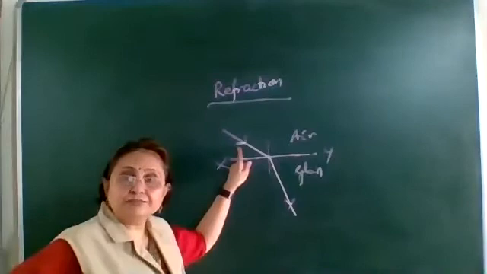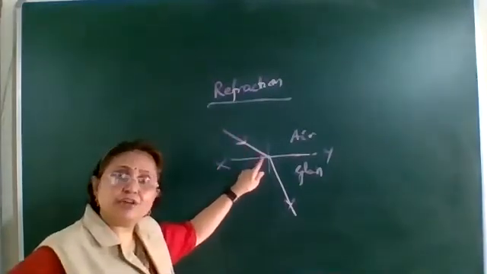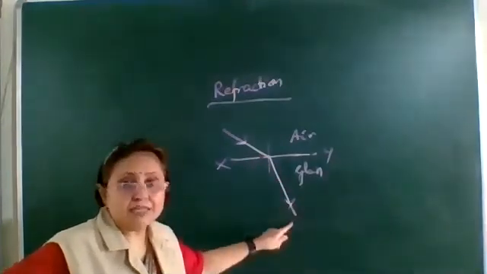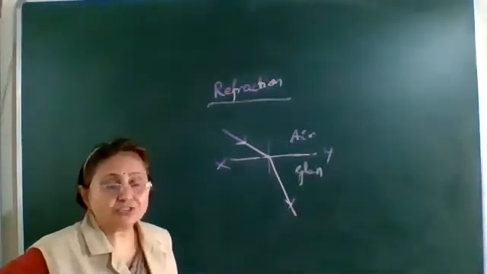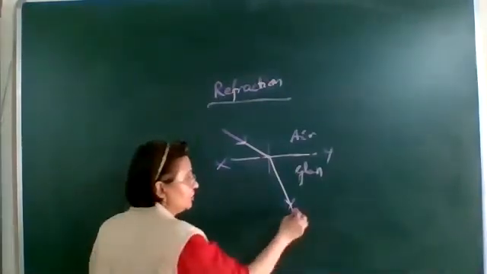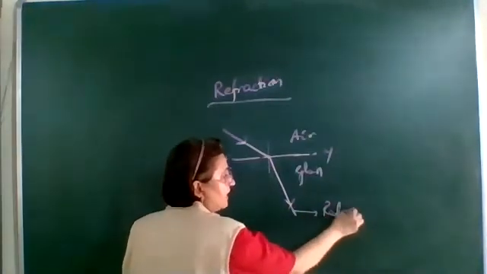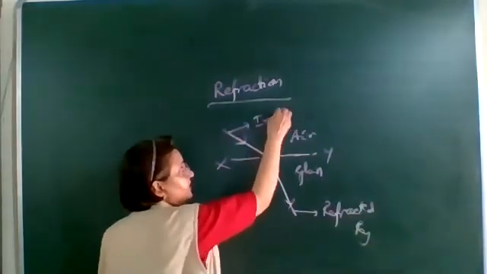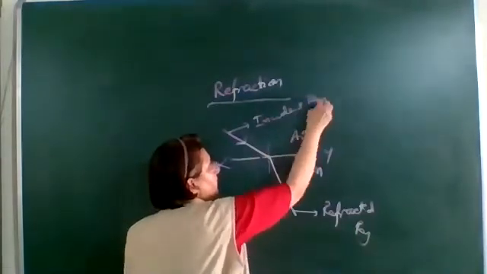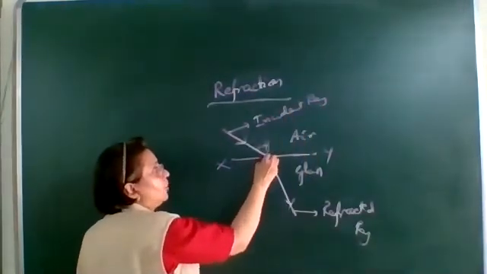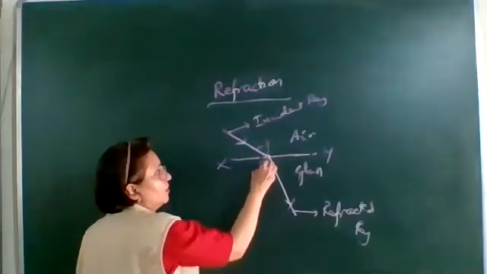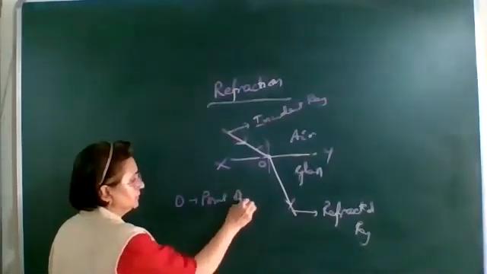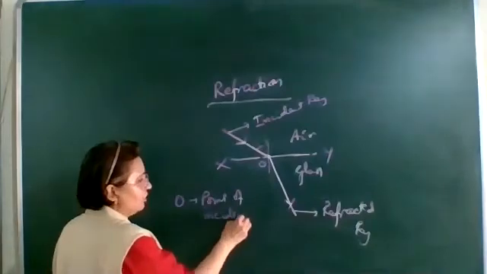And draw this figure. A ray of light, this we call the incident ray. And the ray which is refracted in the second medium, this ray of light is called the refracted ray. And this ray is the incident ray. The point here we call the point of incidence. Point O is called the point of incidence. Draw this figure.